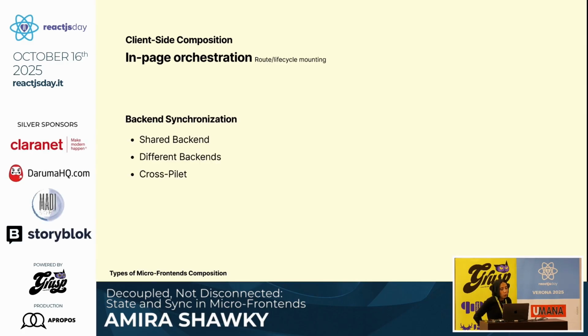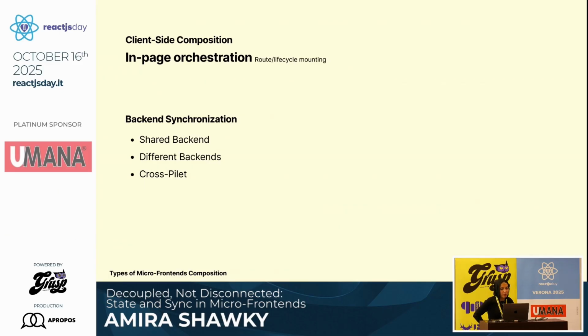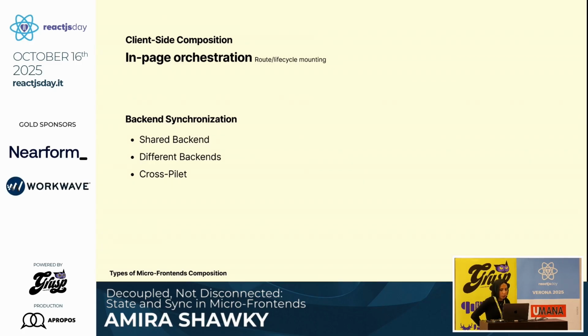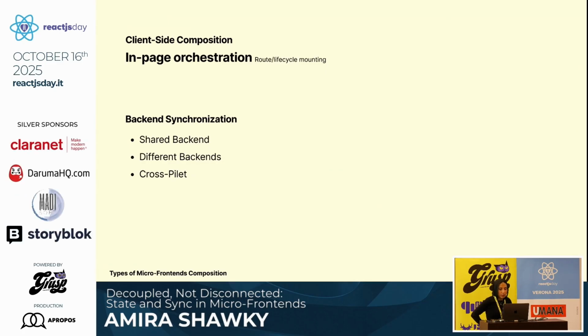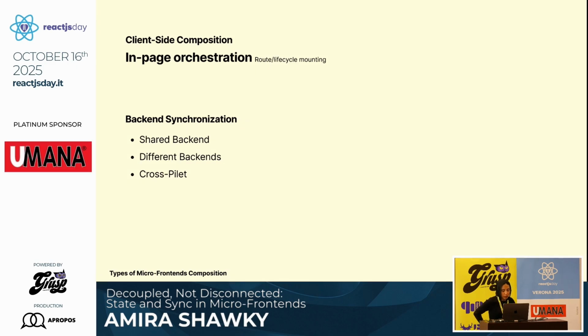But what if we want synchronization with the backend? We have different cases for this. The first one is a shared backend, where each pilet can call the same backend through centralized API clients or tokens, through a shared Piral service such as api.ts or something like this.